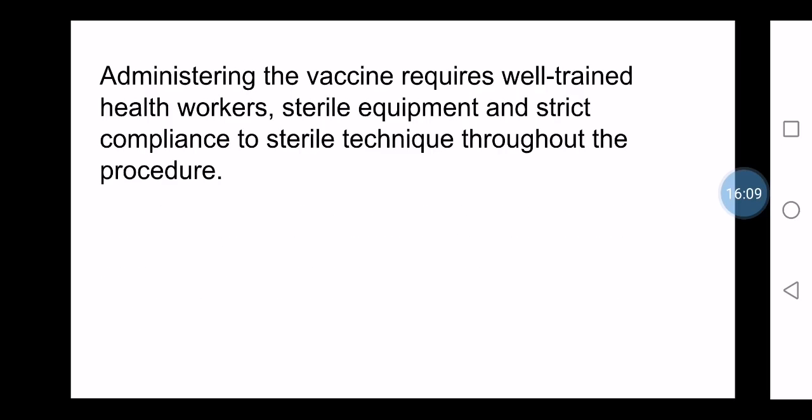The next disadvantage is administering the vaccine. Since it is injectable, of course it needs well trained health personnel, and we need a strict sterilization technique to be followed throughout the procedure. But in case of OPV, there is not that much risk regarding sterilization because it is administered orally. Here it is injectable, so we have to take care of all the sterile precautions and we need well trained health personnel. These are some of the disadvantages of IPV.